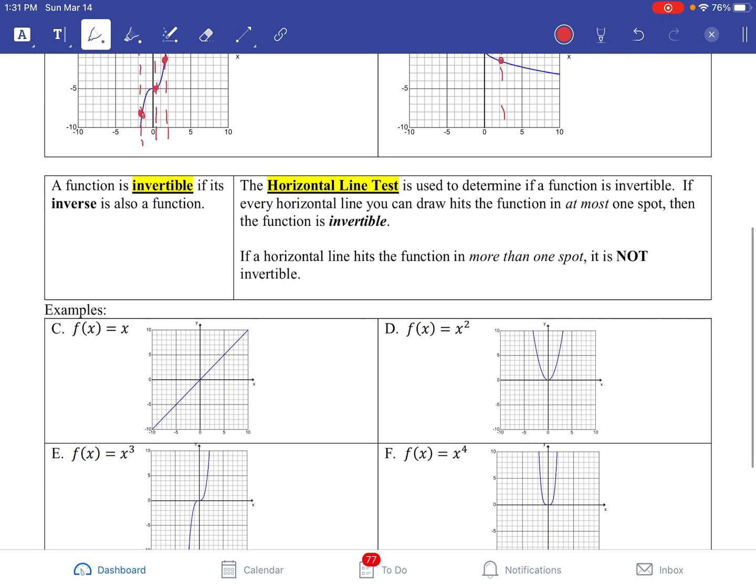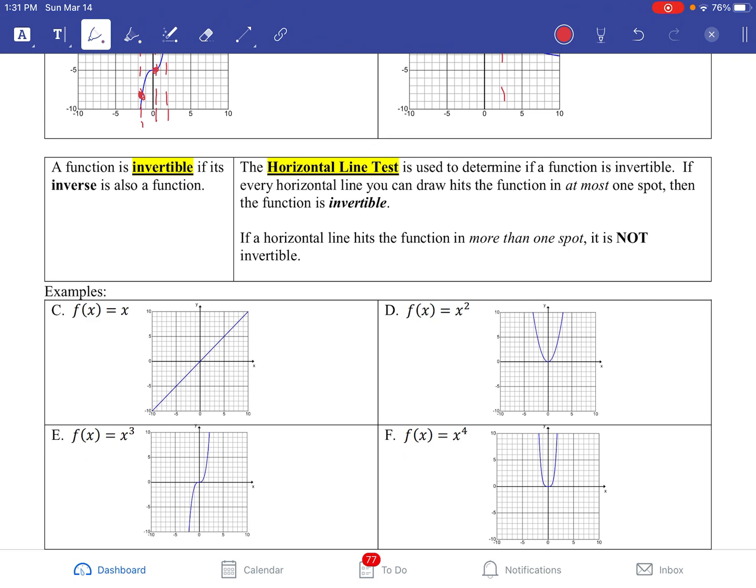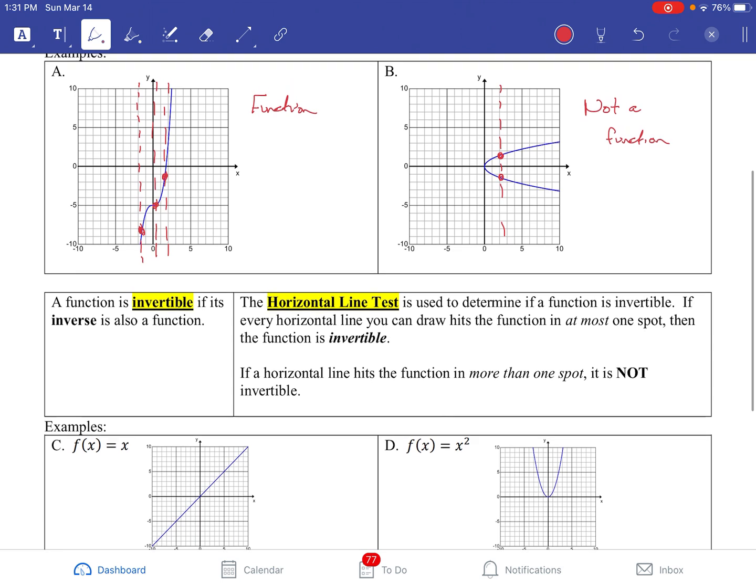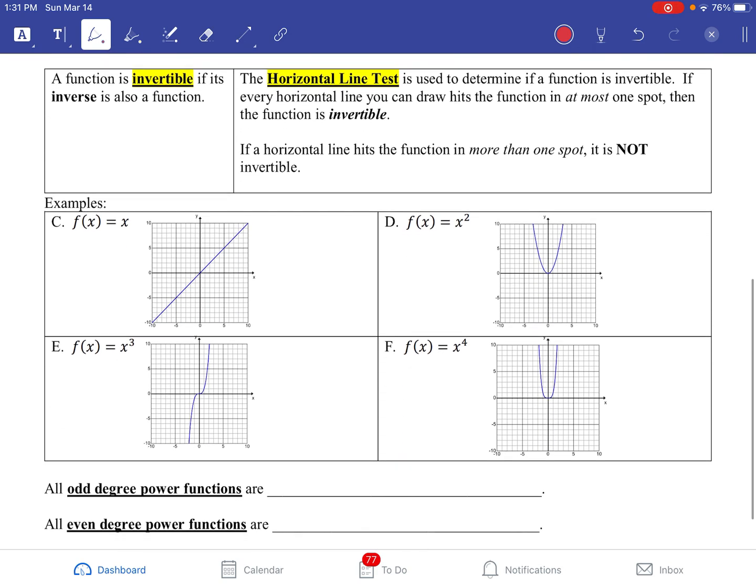Okay, and the way to check that is a horizontal line test. So if you check a horizontal line across a function and it does only hit one spot, just like the vertical line test, then it is invertible. Okay, if it hits more than one spot, then it is not invertible. Okay, so let's look at some of these problems.